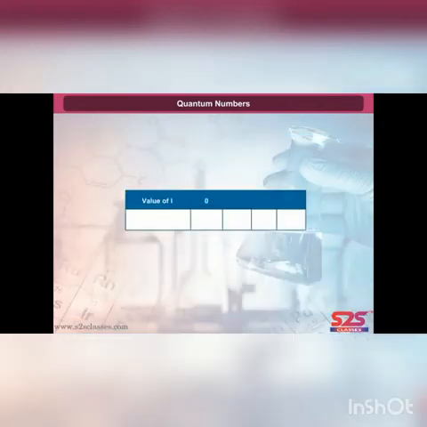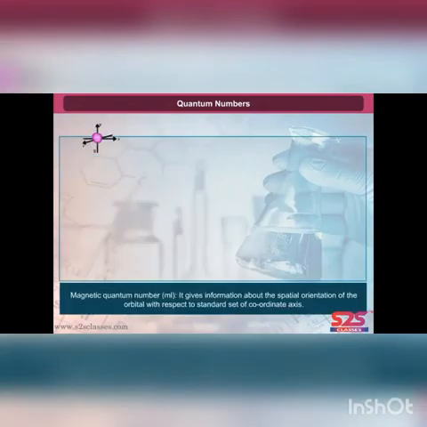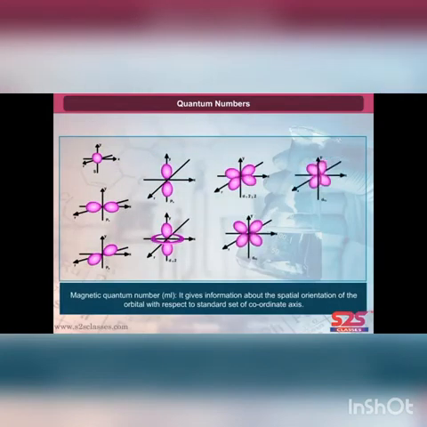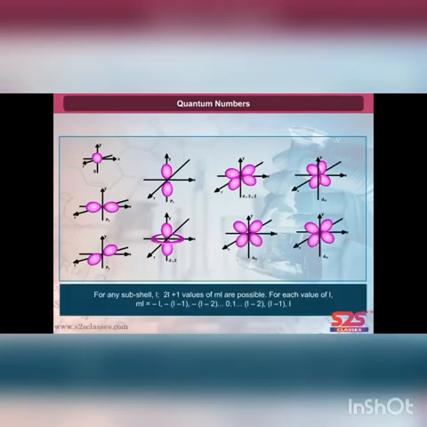Each subshell corresponding to different values of l is represented by different symbols, such as 0 by s, 1 by p, 2 by d, 3 for f and so on. Magnetic quantum number. It gives information about the spatial orientation of the orbital with respect to a standard set of coordinate axes. For any subshell l, 2l plus 1 values of ml are possible. For each value of l, ml has values from minus l to plus l including 0.